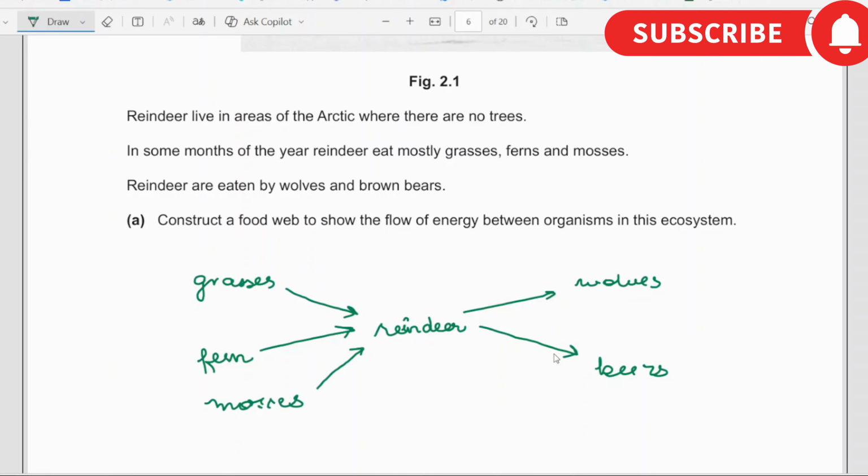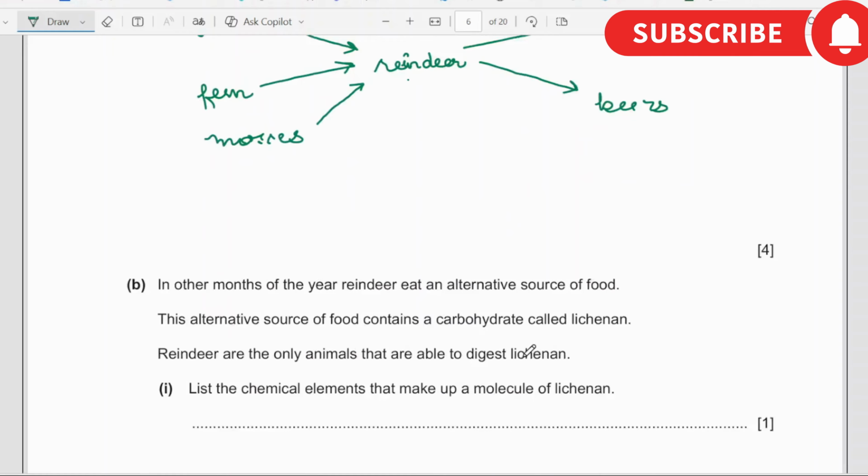Okay. I have made arrows in the direction of how the energy is transferred. It's like flow of energy, right? So energy is transferred from grasses to reindeer and then reindeer to wolves. Okay? Okay. So half of the mark would be deducted.